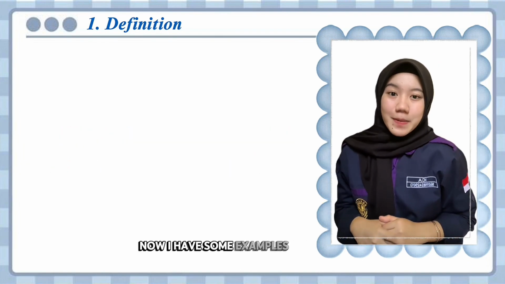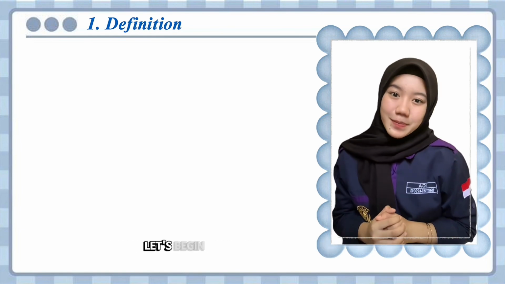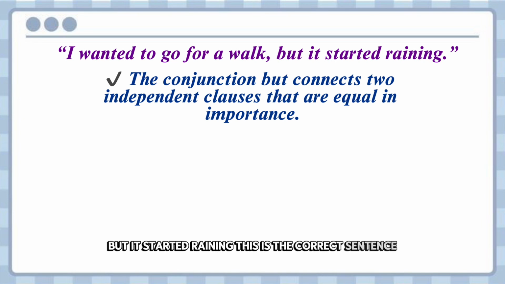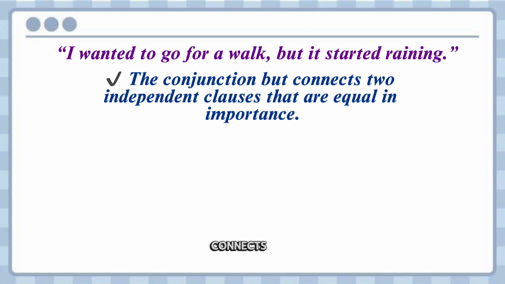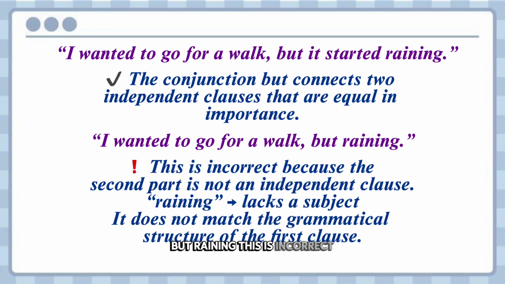Now, I have some examples to show you how coordinating conjunctions work in sentences. Let's begin. Now, look at the sentence. I wanted to go for a walk, but it started raining. This is the correct sentence because the conjunction but connects two independent clauses that are equal in importance. Next, look at the other example. I wanted to go for a walk, but raining. This is incorrect because the second part is not an independent clause. The word raining lacks a subject and it doesn't match the grammatical structure of the first clause.